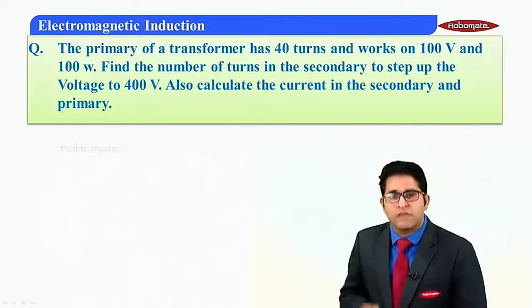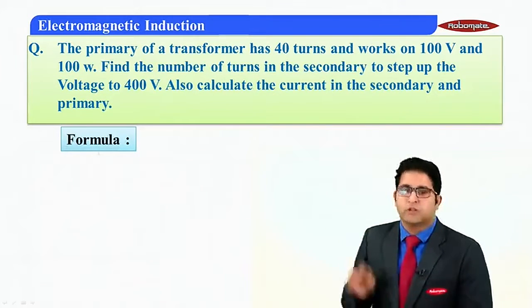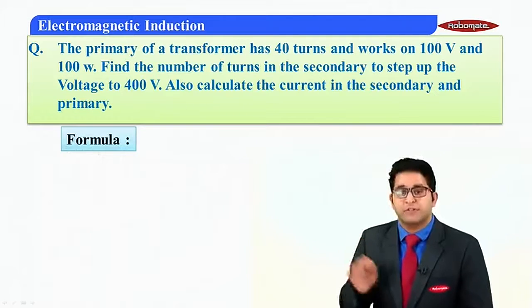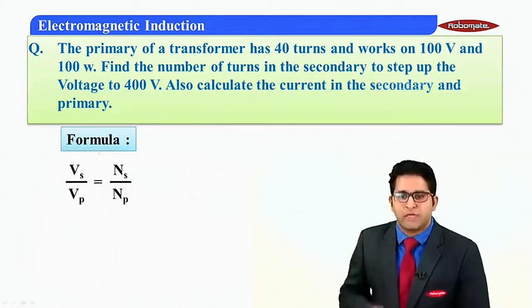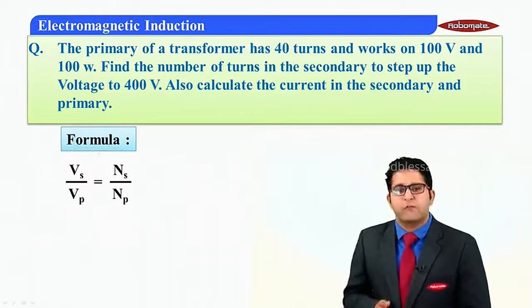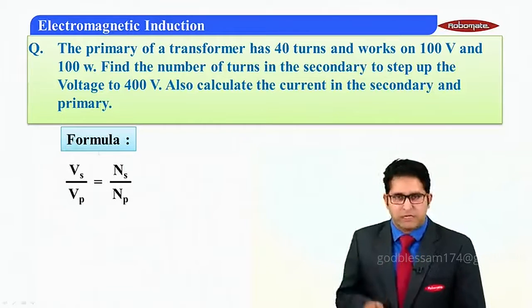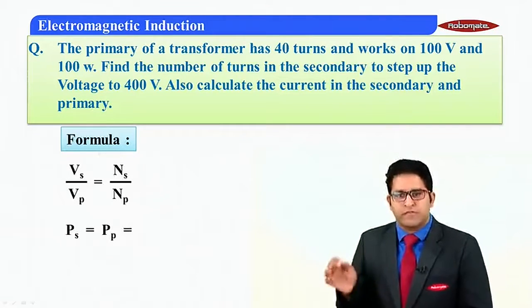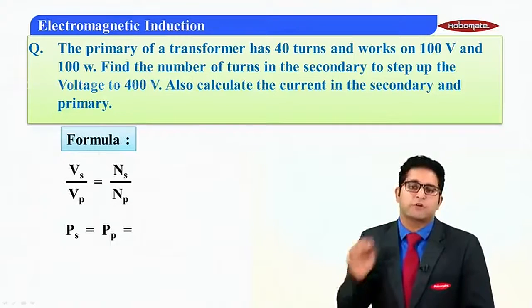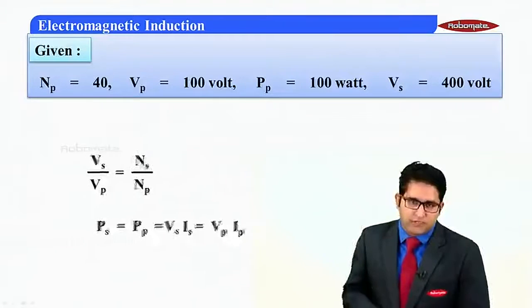Now let us write down the formulas that we'll be using to solve this numerical. The first formula is nothing but the equation of the transformer, and we can write it as Vs upon Vp is equal to Ns upon Np. The second formula that we'll be using is of an ideal transformer, that is power across primary is equal to power across secondary, and it is equal to Vs into Is and it is also equal to Vp into Ip. So these two formulas we'll be using.